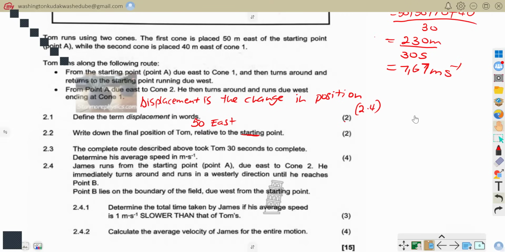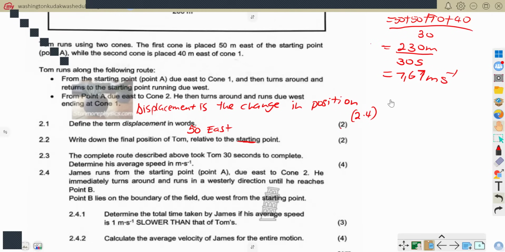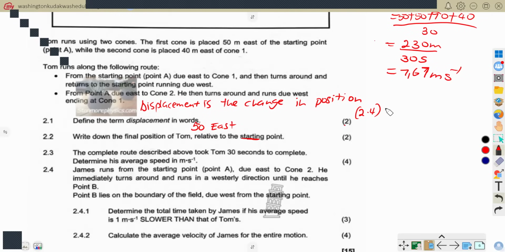2.4.1 is saying determine the total time taken by James if his average speed is 1 meter per second slower than that of Thomas. So we know that the average speed of James, you would see that James' speed is actually equal to 7.67 minus 1 meters per second. That will give you 6.67 meters per second.